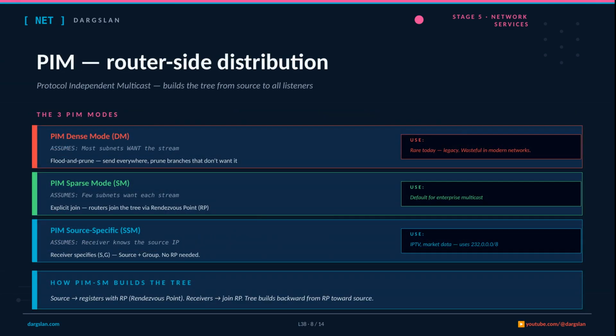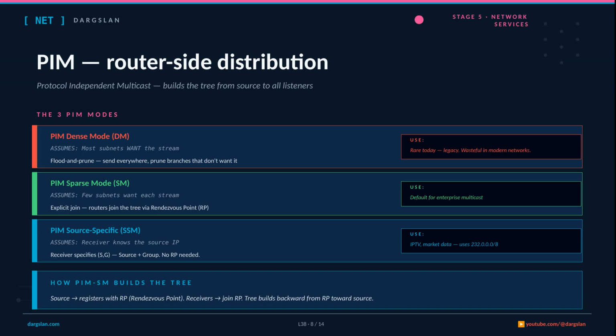Now, IGMP only handles the last hop, the conversation between hosts and their local router. But what about getting the stream across the wider network to that router in the first place? That's PIM's job. Protocol Independent Multicast builds the actual distribution tree between routers, and it comes in 3 flavors. Dense mode floods everywhere and prunes back.